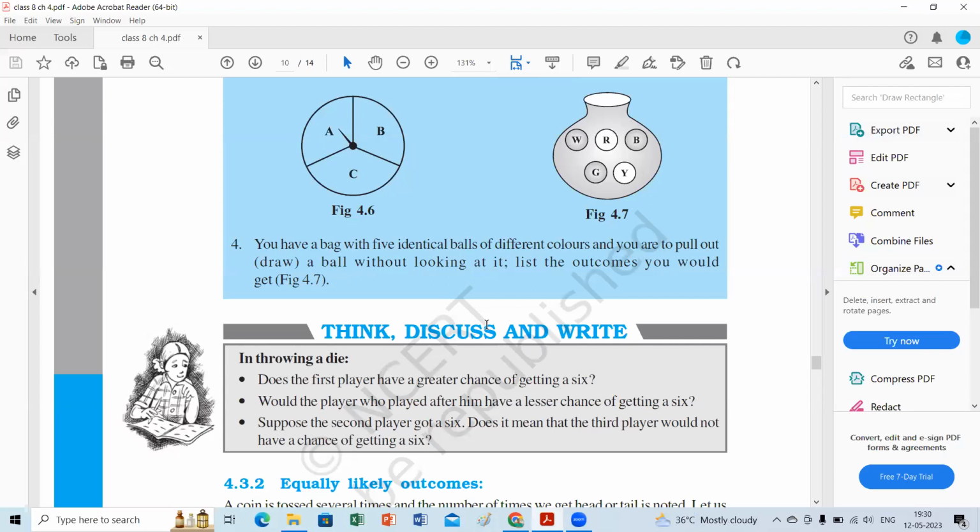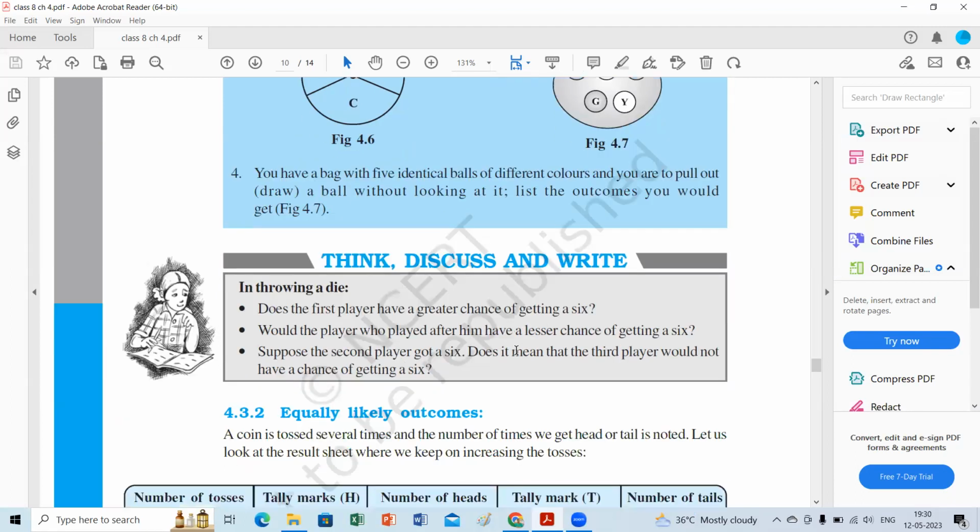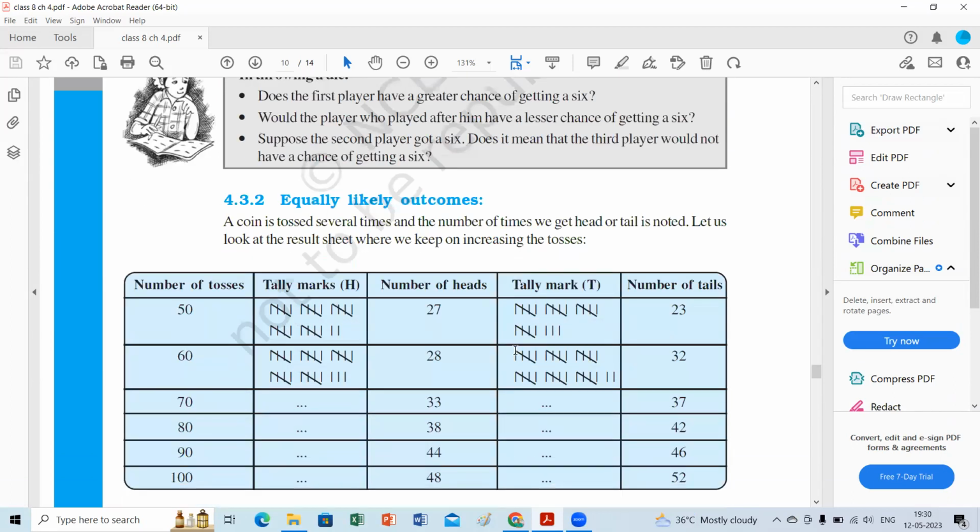In the earlier case, the coin toss, sometimes it's unpredictable. Children, we cannot predict some situations, right? Equally likely outcomes. What is the meaning of equally likely outcome? The terminology is more important, children. Equally likely outcome means a coin is tossed several times and the number of times we got head or tail is noted. Let us look at the result sheet where we kept increasing the tosses.